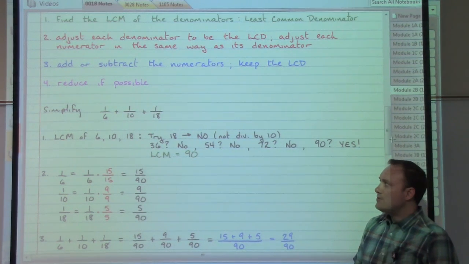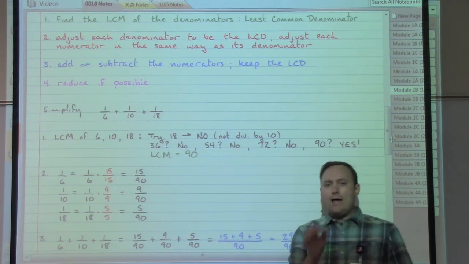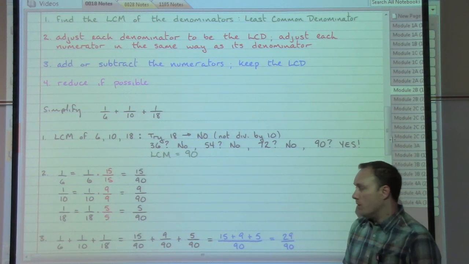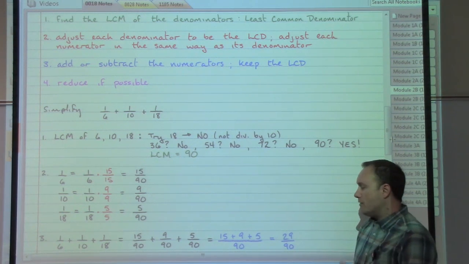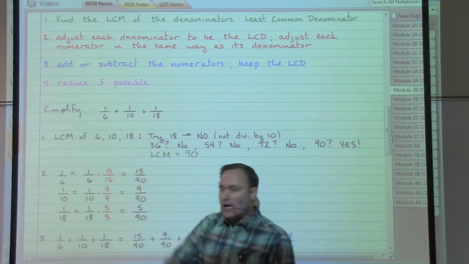Now I need to see how things work out. Step 4, reduce if possible. I built the 90. I know what works. I know a lot of versions of what works. I know 5 goes into 90. I know 18 goes into 90. I know 6 goes into 90. I know 10 goes into 90.